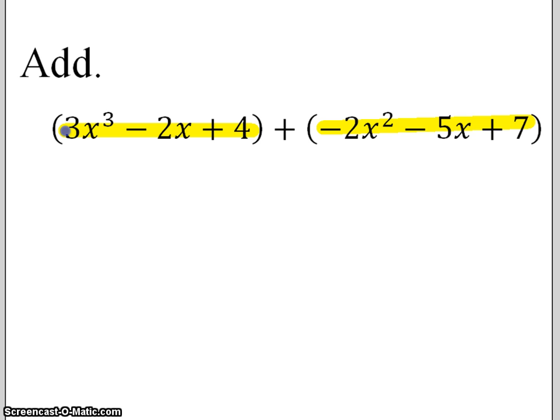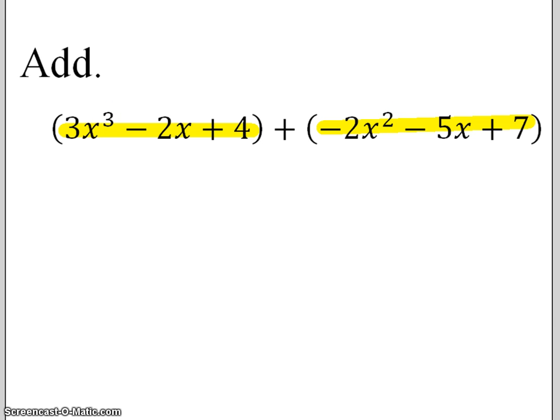Now you should know how to identify the degree of a polynomial. The degree of a polynomial is determined by the highest exponent in the polynomial. So the degree of the first polynomial is 3. The degree of the second polynomial is 2. That's not important when adding and subtracting, but it is something that you should be aware of.